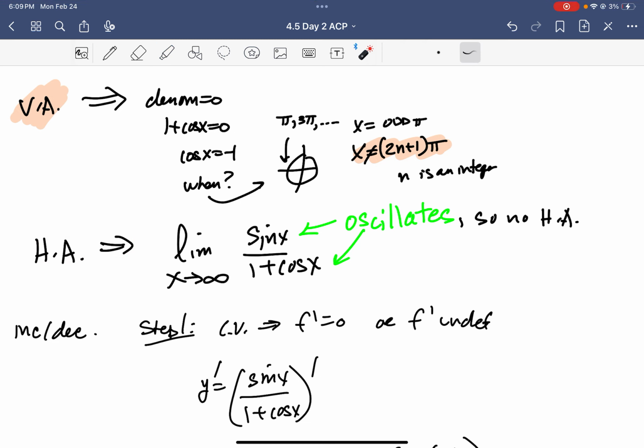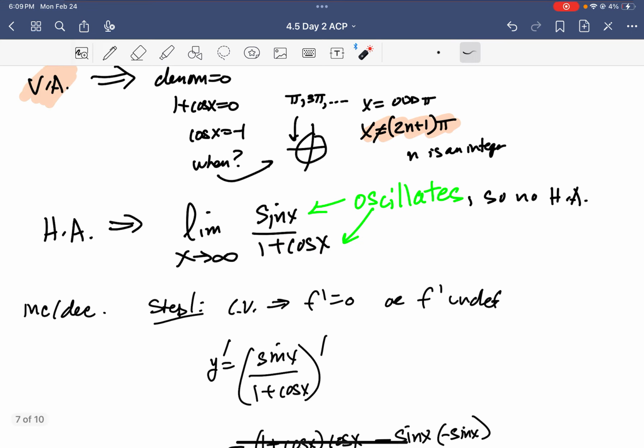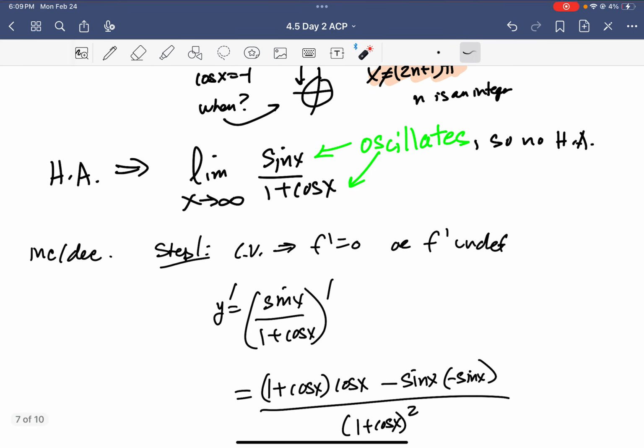Well, now we know the reason we don't want them is because that's where all of our vertical asymptotes are. Horizontal asymptotes, we're asking, as x goes out to infinity, in the long run, does this settle down? Well, no, that oscillates and that oscillates, so it never settles down to anything.